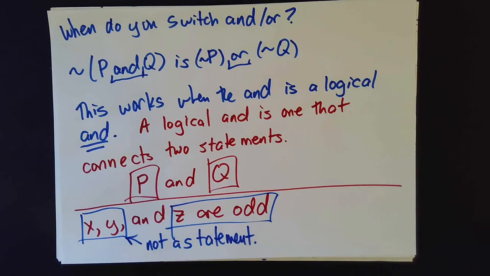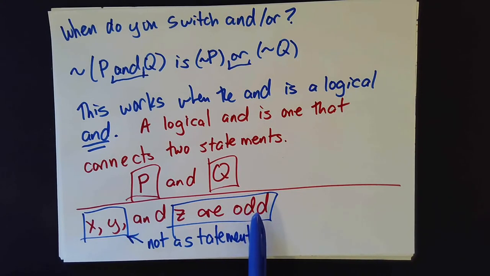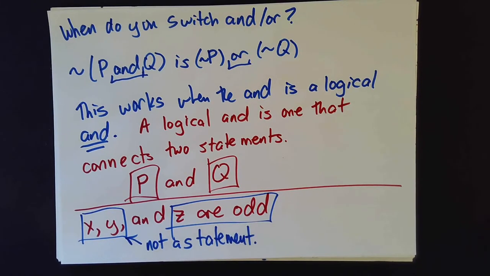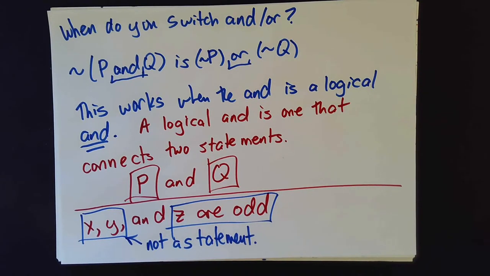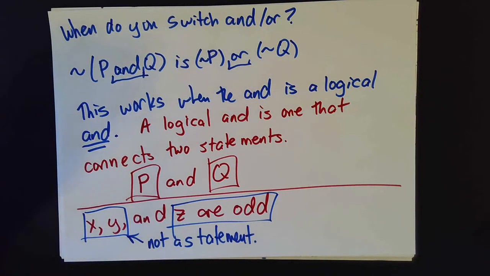And so as a result, when you go to negate this, you have to think of it a little bit differently. You can't just flip this AND to an OR without thinking about it. Okay. So most ANDs you're going to encounter are going to be logical ANDs. But every once in a while, you're going to encounter one where it's not actually connecting two statements to make a bigger statement. It's actually doing something else.